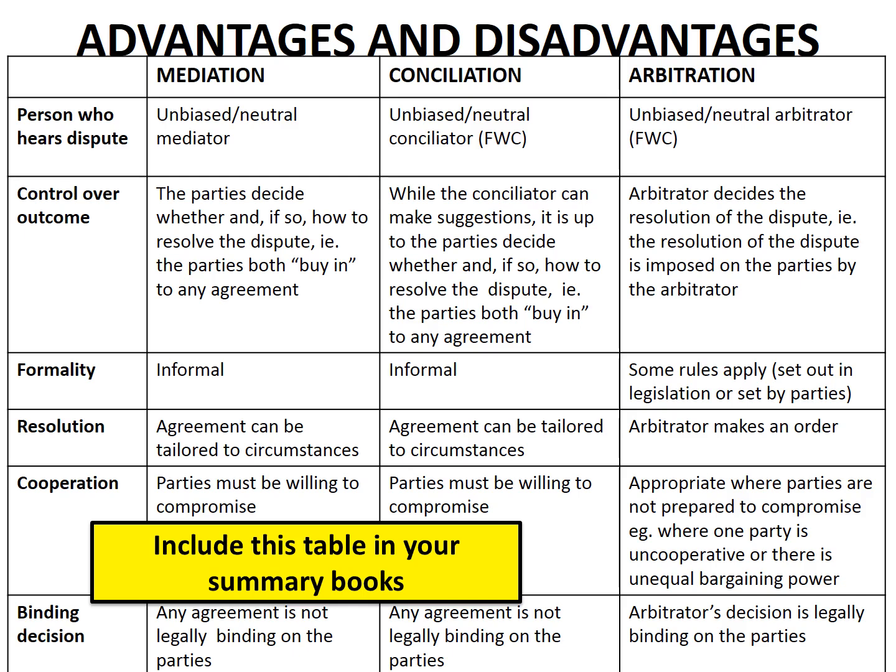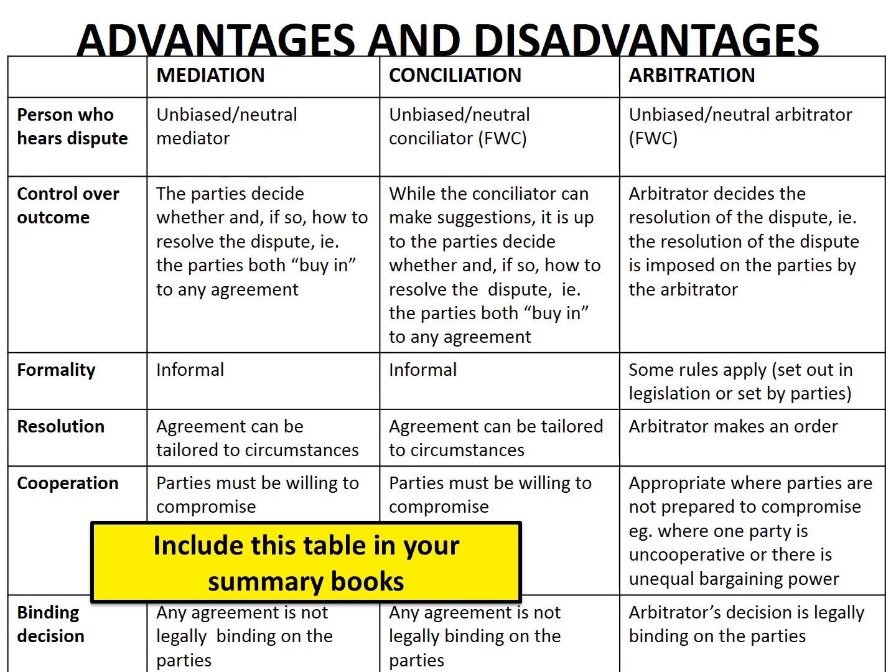The final point on which we can contrast these different dispute resolution methods is the binding nature of the decision. As we've already seen, in both a mediation and conciliation, the parties reach an agreement, but in fact that agreement is not legally binding on the parties. Either party, either side, might decide after the mediation or conciliation not to honour, that is, not to abide by the agreement. We can contrast that with an arbitration.